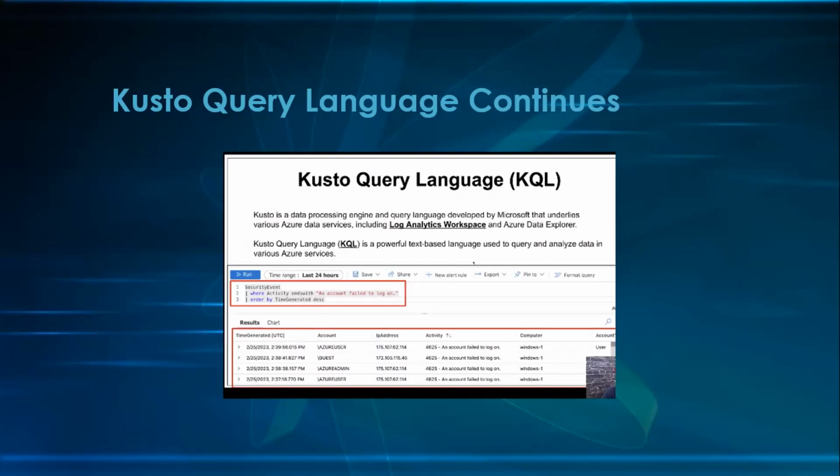So this query, for example, is saying that we want to look at every activity, like failed login activities, in our SecurityEvent table, and we want to order it by time generated, so we want to know what time it happened. That is what this query is saying. We have the time generated, the account, the source IP address, and the activities that happened as well. You can see an account failed to log on, and we could also see the computer they're trying to conduct those activities from.